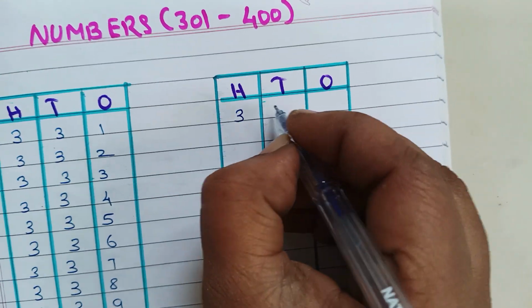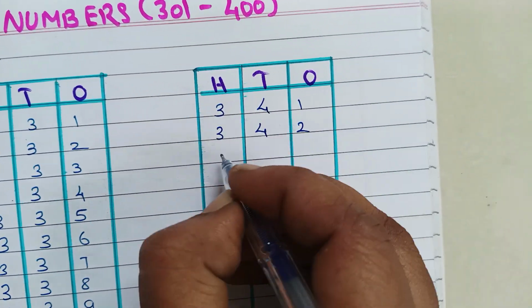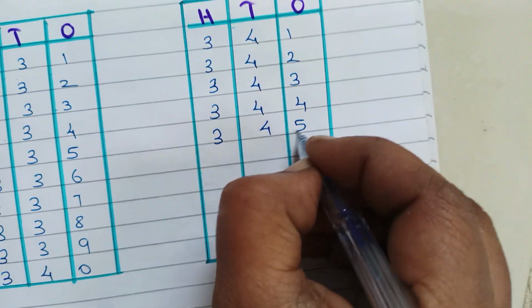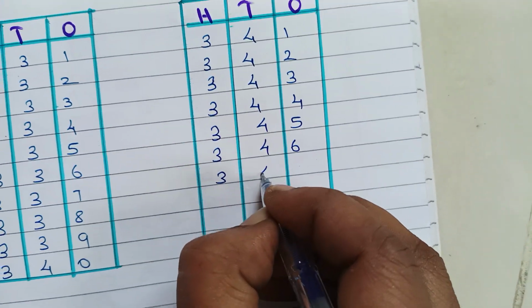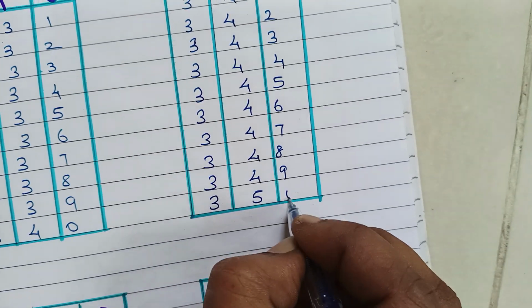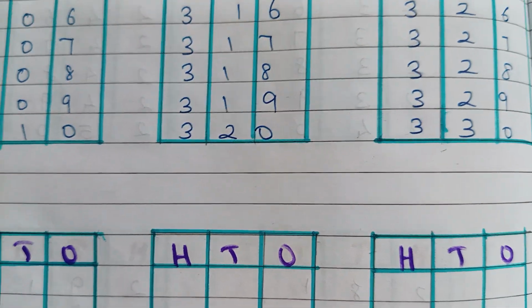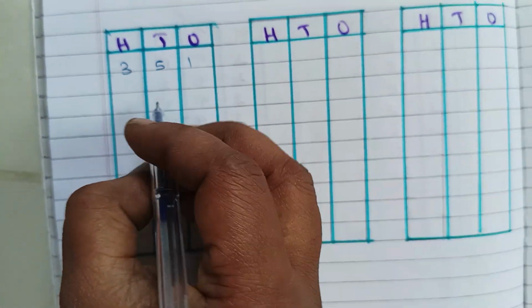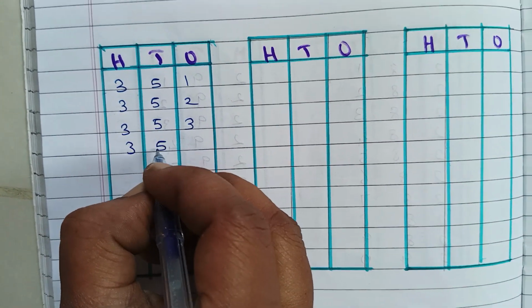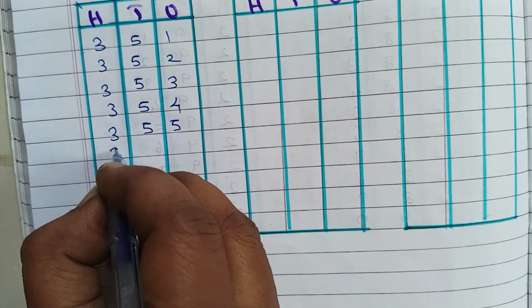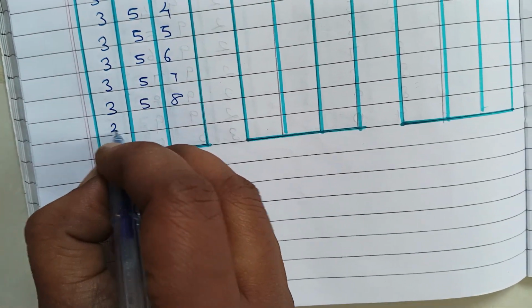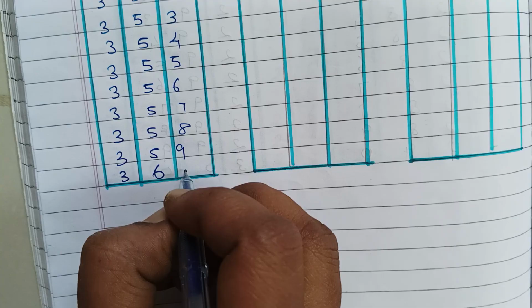340, 341, 342, 343, 344, 345, 346, 347, 348, 349, 350, 351, 352, 353, 354, 355, 356, 357, 358, 359, 360.